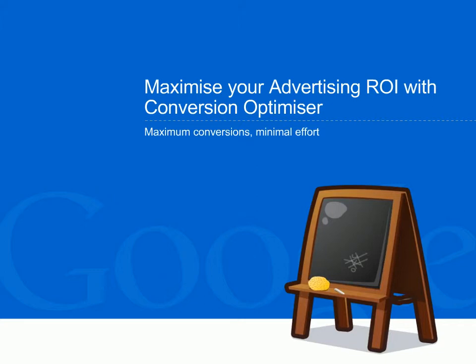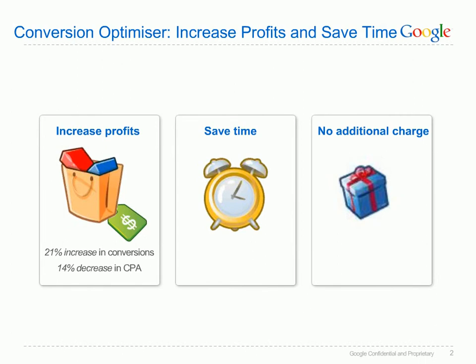It's all about maximising your conversions with minimal effort. One of the most interesting things about the Conversion Optimiser is that it can increase your profits. The Conversion Optimiser helps you avoid unprofitable clicks and get as many profitable clicks as possible. Also, this feature saves you time.